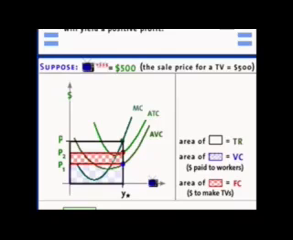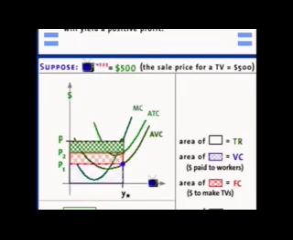So, by way of review, here's the way we examined the firm's profit-maximizing decision and their profit position. First, we took the price of their good. They're a competitive firm, they take the price as given. We then let the firm maximize profit by continuing to produce until marginal cost was equal to price.